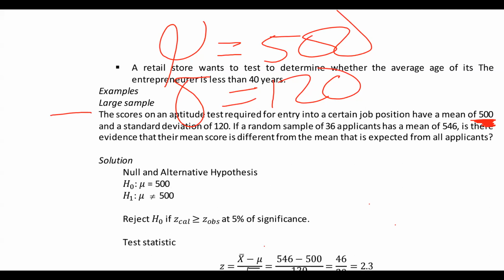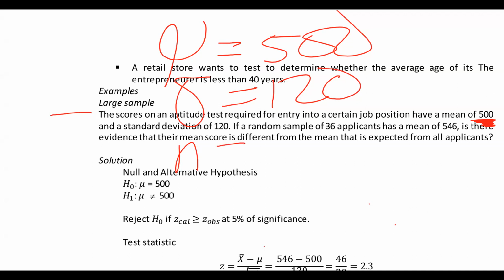Then there is a sample size, n, because they say that a random sample of 36 applicants has a mean of 546. So your question is: is there any evidence that their mean score is different from the mean that is expected from all applicants? In short, you're supposed to test the hypothesis that the mean of the aptitude test is 500. Does that hold? Is it different or the same? That's the question we're trying to answer.